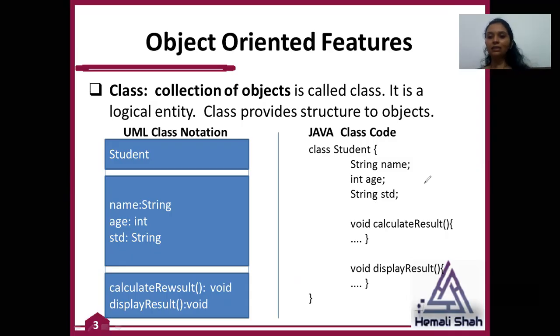The class keyword and another concept like class, the interface in Java, both provide you the abstraction mechanism.